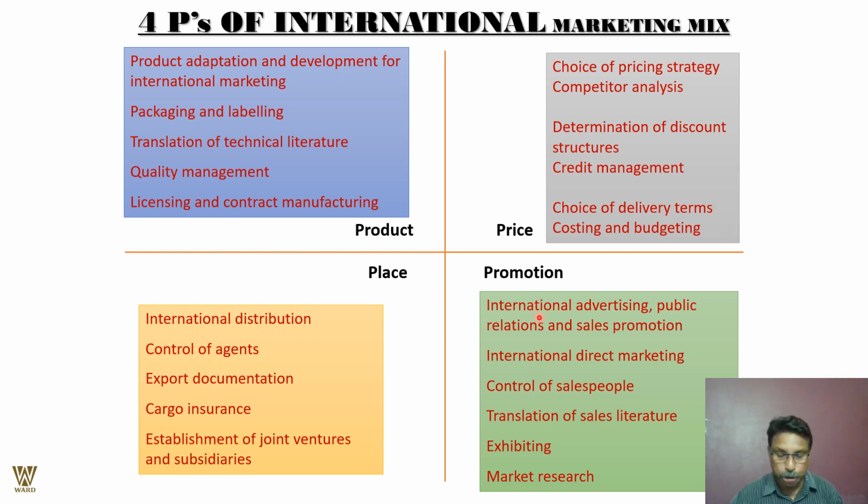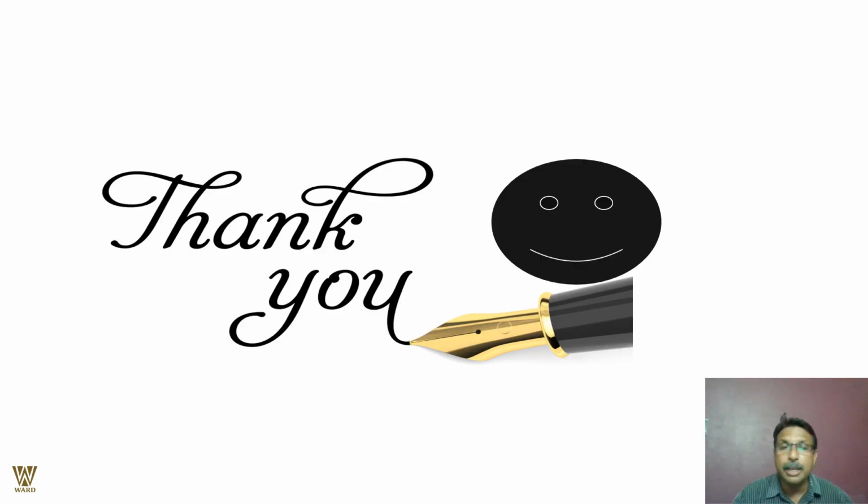Then we have promotion. What is promotion all about? International advertising, public relations, sales promotion, international direct marketing, translation of sales literature, exhibiting and market research. That is what needs to be taken care of. Then it is all about place. We are talking about international distribution, control of agents, export documentation, cargo insurance, and establishing joint ventures and subsidiaries. So this is how you can approach price, promotion, place, and product. With this, I come to the end of this video. Thank you for watching.